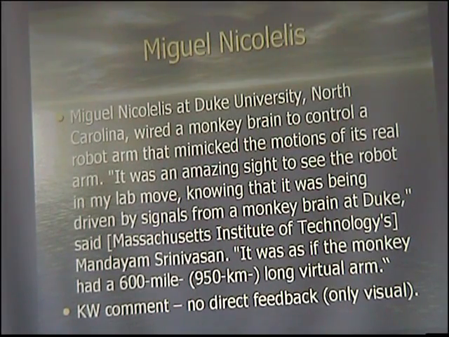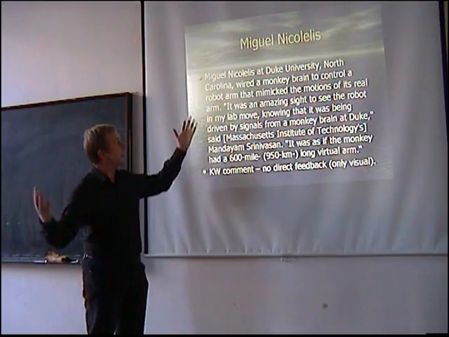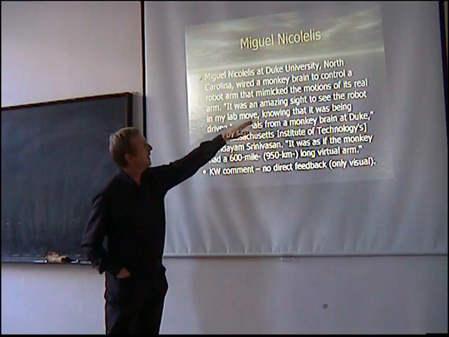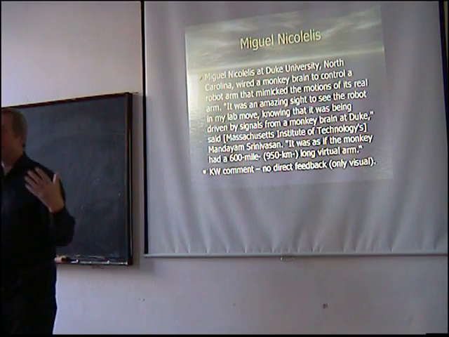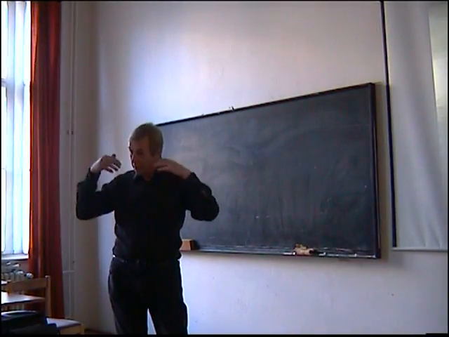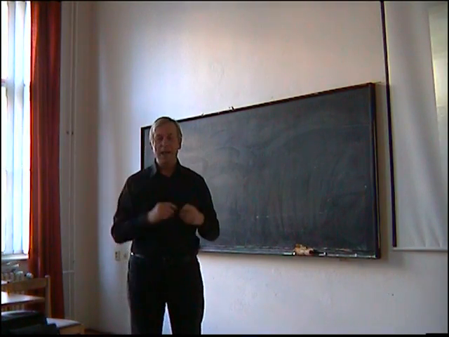Now this, you have to remember this is in the US, so the words used here, you have to think of them as though it's an American saying, oh, it was an amazing sight to see the robot in my lap move. That's me pretending to be an American. Knowing that it was being driven by signals from a monkey brain at Duke. So rather than just doing it in the lab, this was doing it over a distance, and the monkey could see and made the links between what it was doing and what the robot arm was doing. And this is an important point.